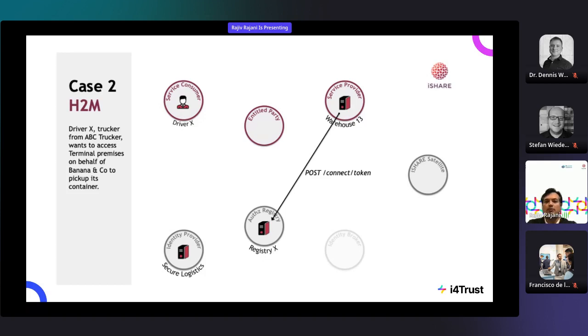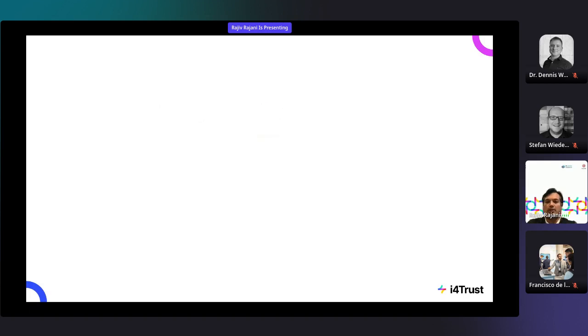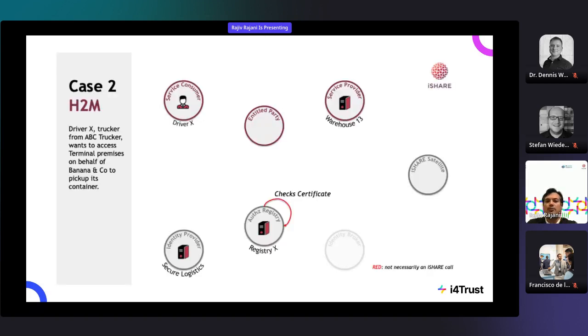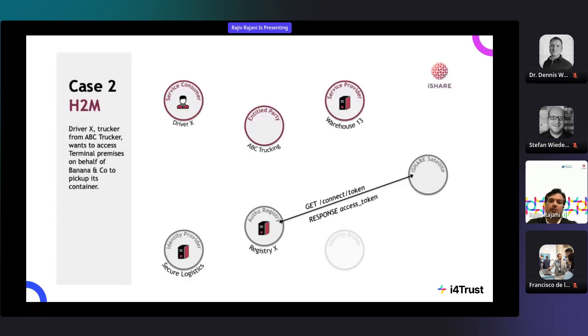So now it needs to know from the authorization registry whether this authorization has been granted. So service provider, because it knows the container provided by driver that it wants to pick up, it knows the authorization registry of Banana and Company to check if ABC Trucking Company is authorized to pick up the container, right? So it sends a connect token or client assertion at the connect token endpoint of authorization registry. The authorization registry validates the token, checks the certificate, signature, etc. Then authorization registry also connects to satellite, asks for details about warehouse 13.